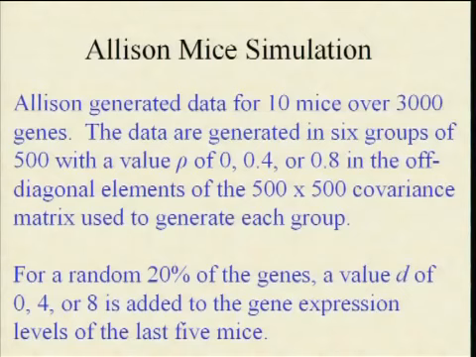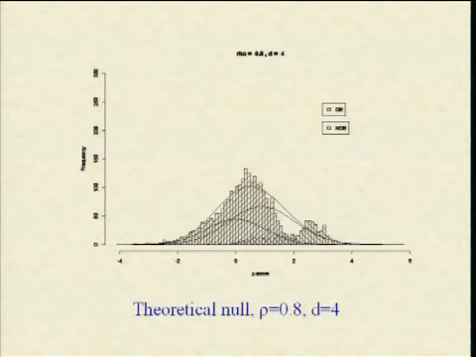Now, this is a simulation experiment. Allison, when he looked at this problem using p-values rather than z-scores, generated some data for 10 tissue samples, which he called mice. He generated these genes to be correlated in blocks. And we did the same experiment.